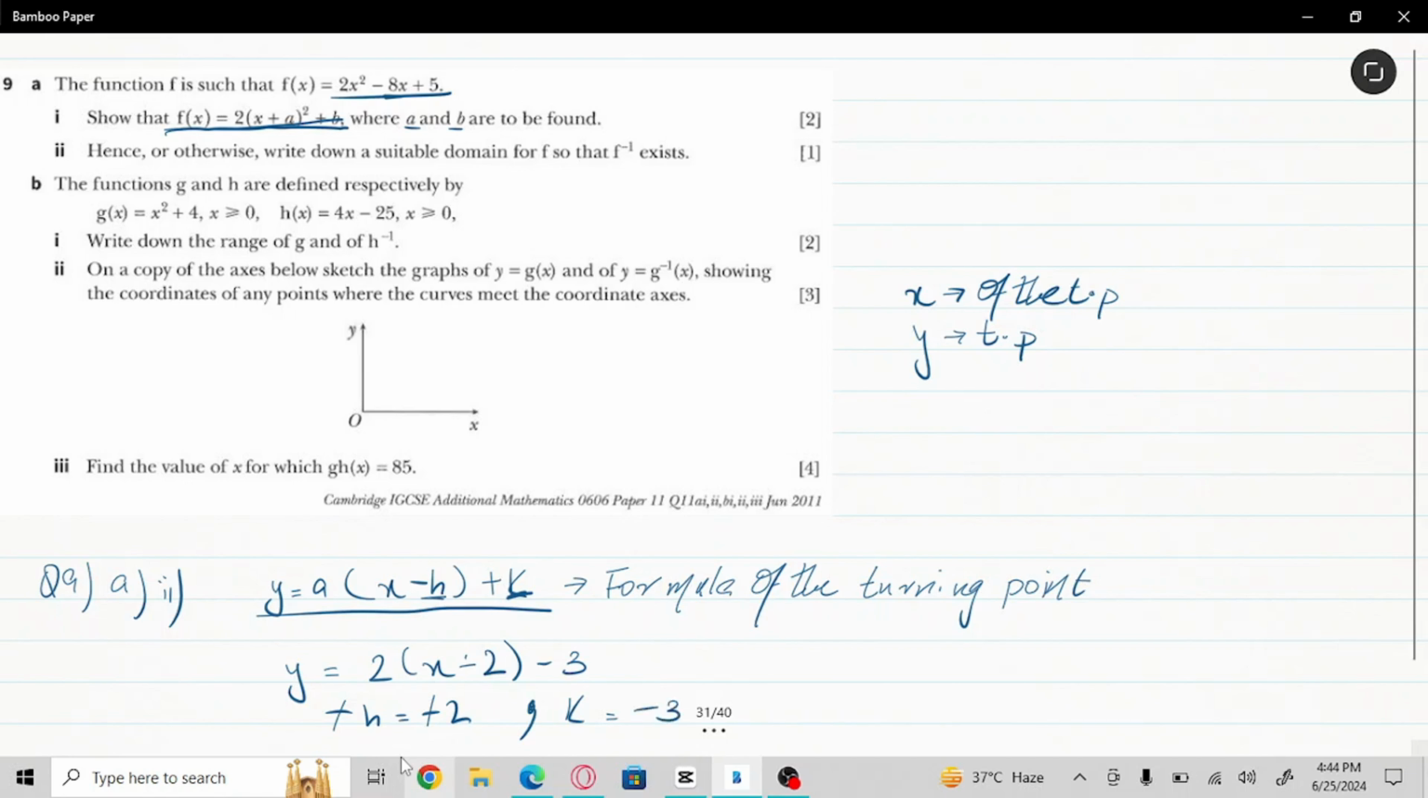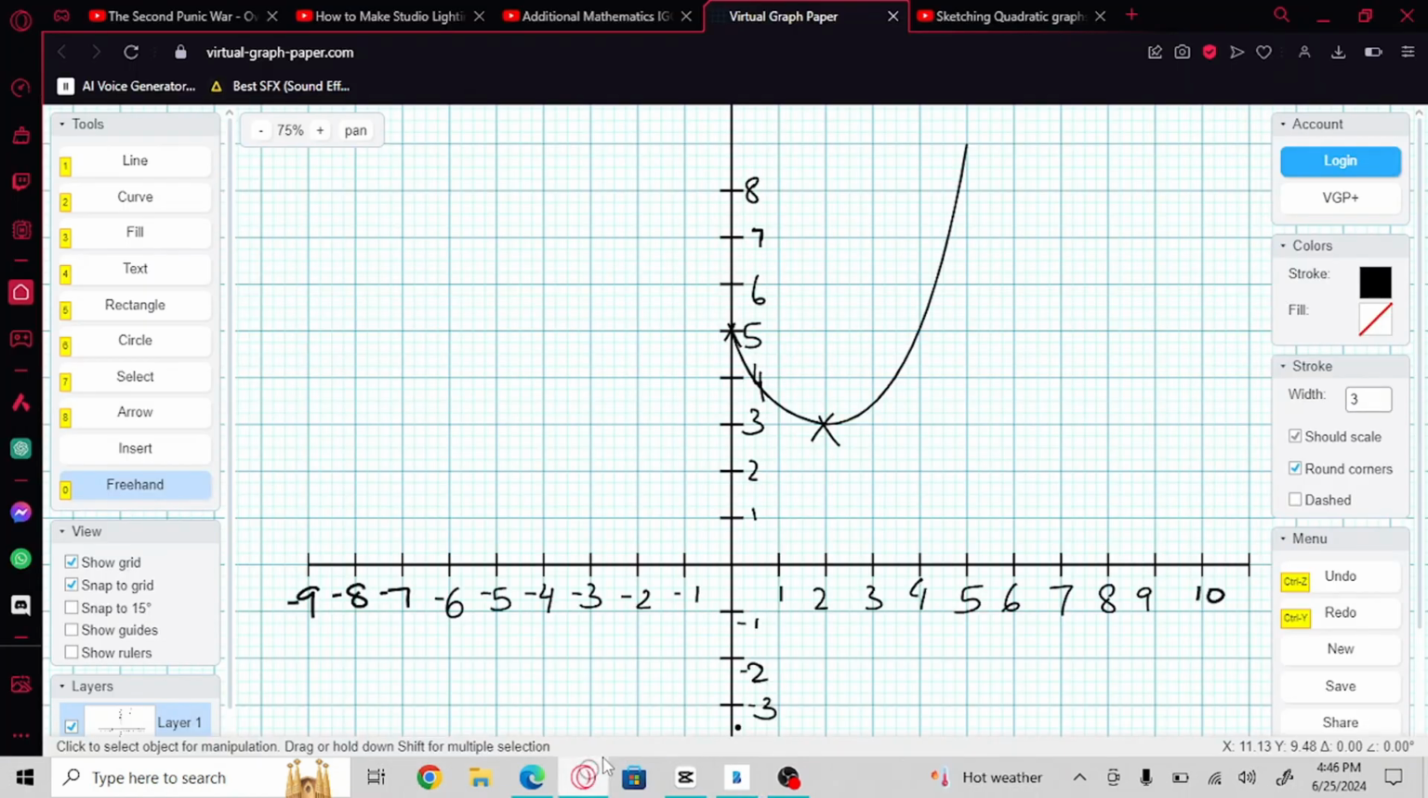Now the thing is, we have found out the h and k values. So we can say our turning point is at the point (2, -3). And through these values, we have found out our graph. I've made an approximation of a graph. However, the turning point is obviously accurate.